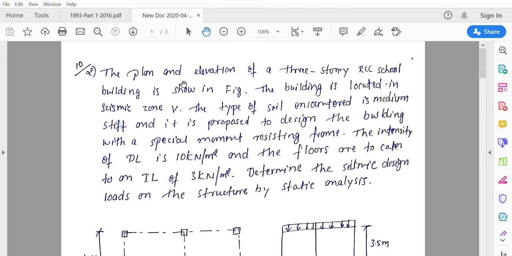The plan and elevation of a three-story RCC school building is shown in the figure below. The building is located in seismic zone 5. The type of soil encountered is medium stiff, and it is proposed to design the building with a special moment resisting frame. The intensity of dead load is 10 kN per meter square, and the floors are to cater to an imposed load of 3 kN per meter square. Determine the seismic design loads on the structure by static analysis.